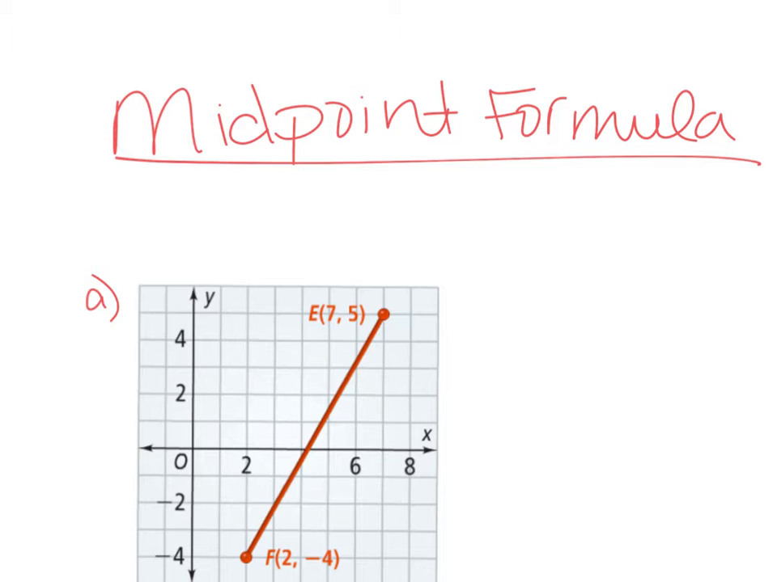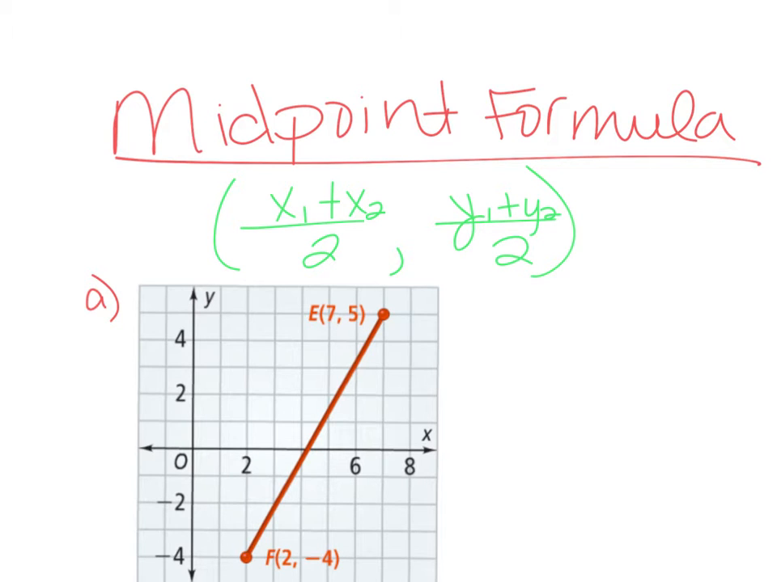The formula looks a little crazy, but it's really not that bad. I think it's the easiest one, maybe the second easiest, I don't know. It's x1 plus x2 in a fraction divided by 2 with parentheses. Then you have a comma, and then y1 plus y2 over 2. I know it looks crazy, but just give it a chance.